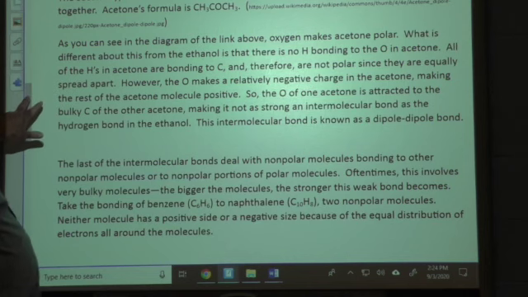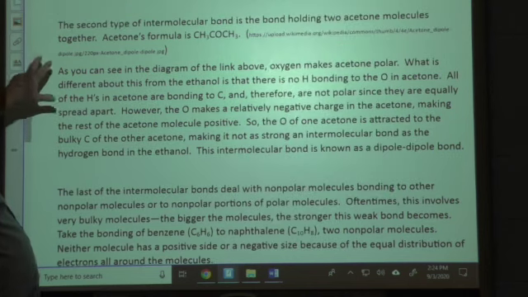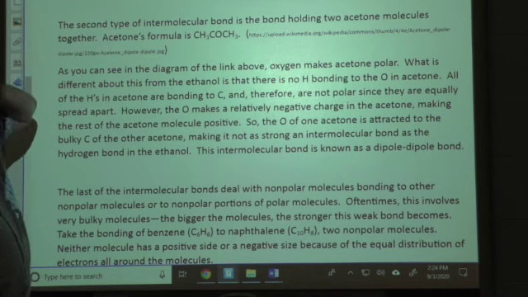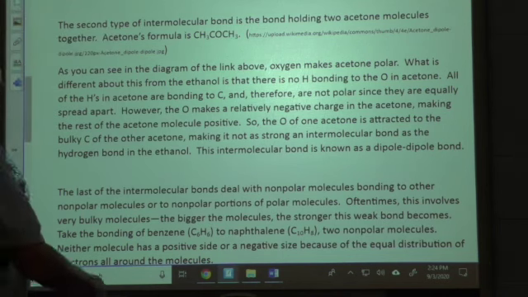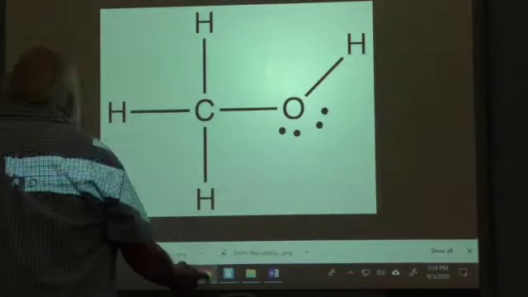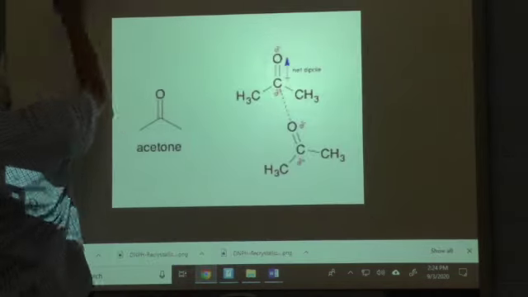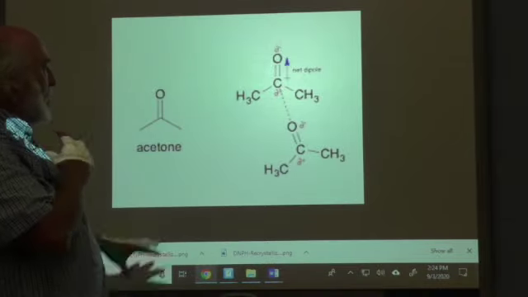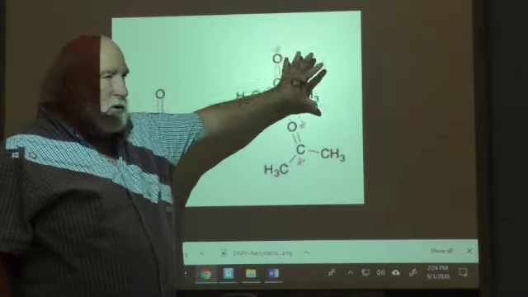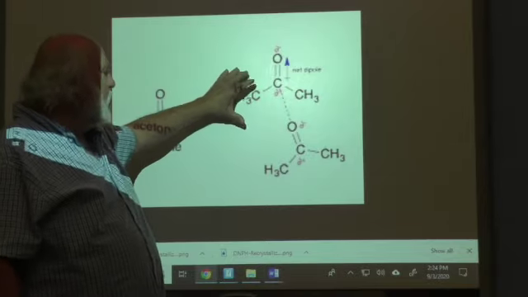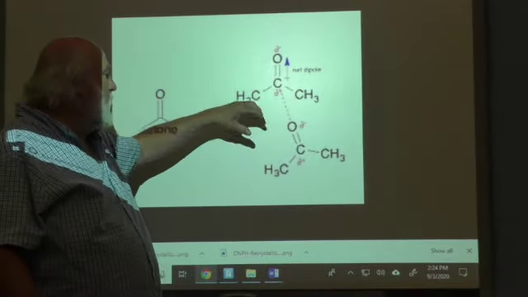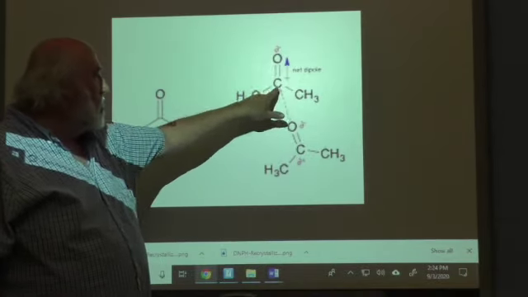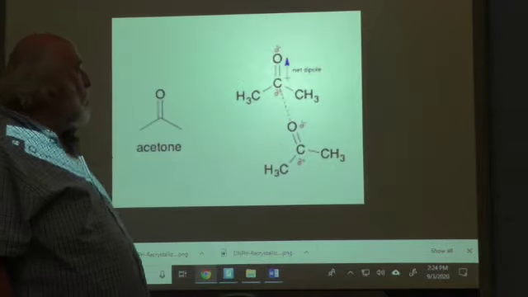Okay, so now what I want to talk about is the second type of intermolecular bond, and that is best shown with acetone. So let's take a look at acetone. Here is acetone right here. Now this is one molecule of acetone right here. This is a carbon with 3 hydrogens, both bonding to a single carbon that is double bonded to an oxygen.